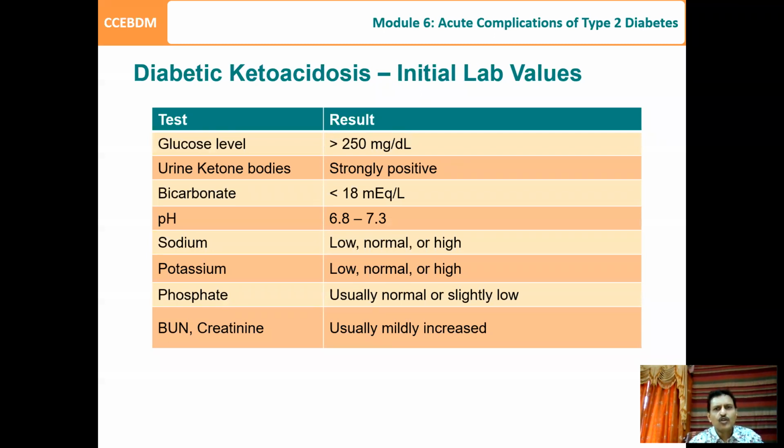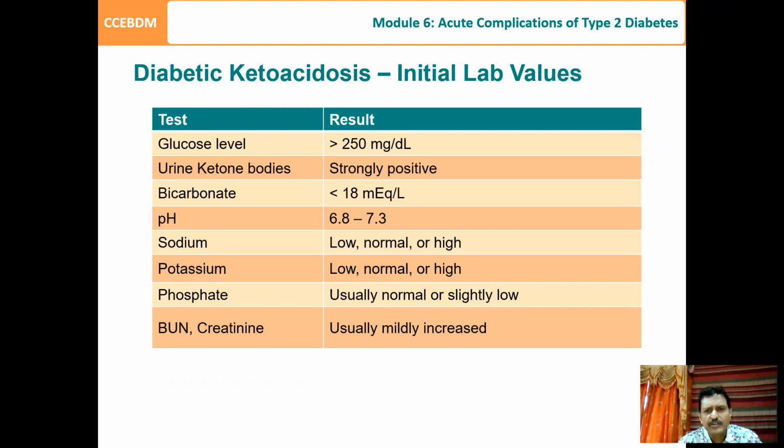If we look into the lab values of the patient with diabetic ketoacidosis, as I've told you, the glucose value usually goes more than 300 milligram per dL or 250 milligram per dL. You will have the urine ketone strongly positive. Bicarbonate value is usually low, I expect it to be at least less than 15 milliequivalent per liter. We should have pH 7.3 or low. If it is less than 7, it means we are dealing with a severe diabetic ketoacidosis.